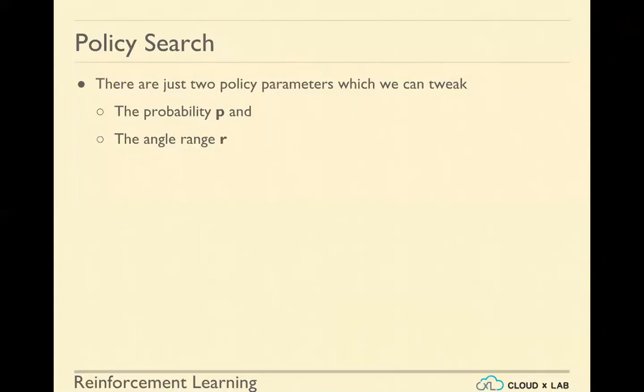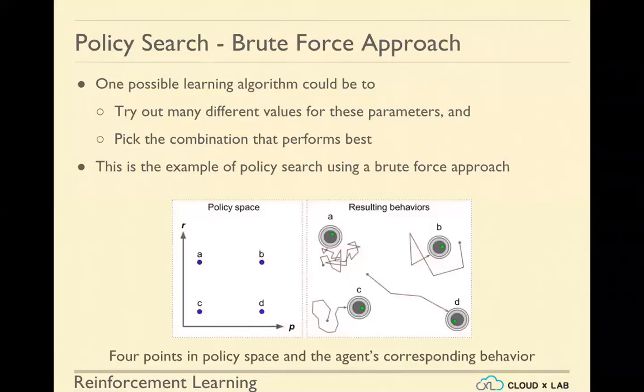So in this case of the robotic vacuum cleaner, there are two policy parameters which we can tweak: the probability P and the angle R. The probability P is of moving forward, and the remaining part, the 1 minus P probability, is to rotate, and at what angle. So one possible learning algorithm could be to try out many different values of these parameters and pick the combination that performs best. This is an example of policy search using a brute force approach.